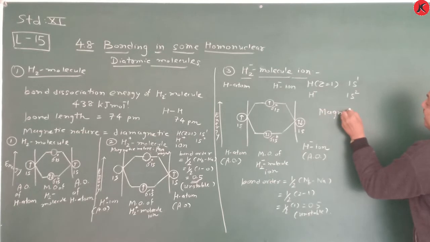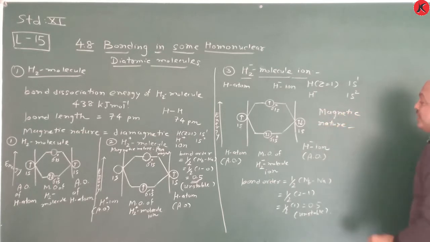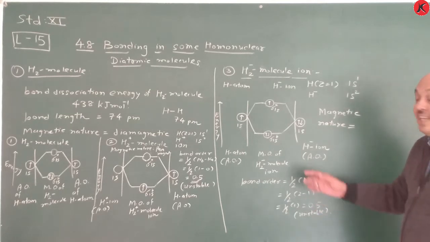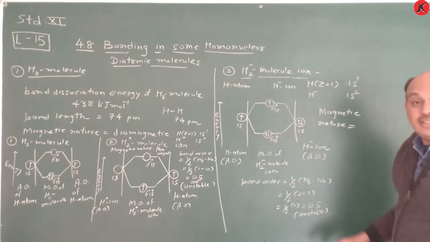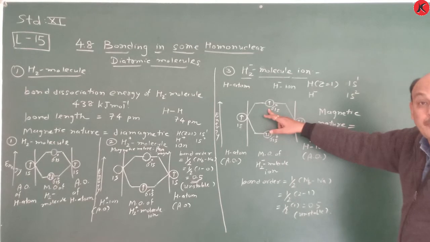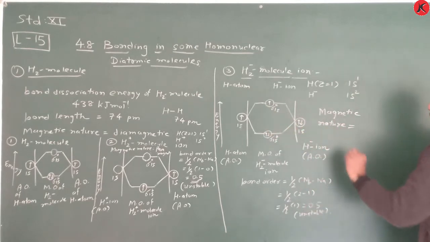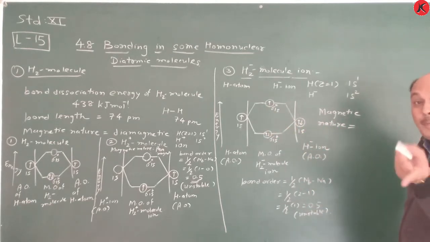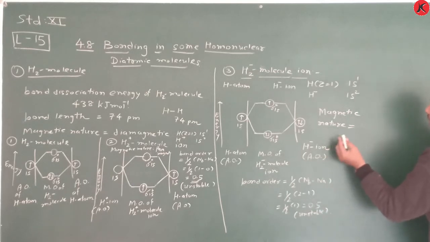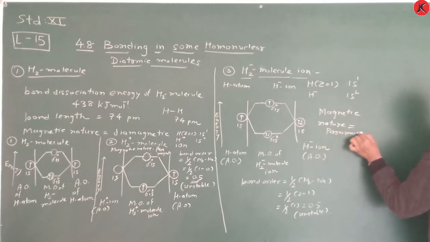Once again, what is the magnetic nature of this particular molecule ion? This molecule ion possesses only 1 unpaired electron. So if an unpaired electron is present, it is paramagnetic. Remember it this way: unpaired electron present means paramagnetic. And what is bond order?